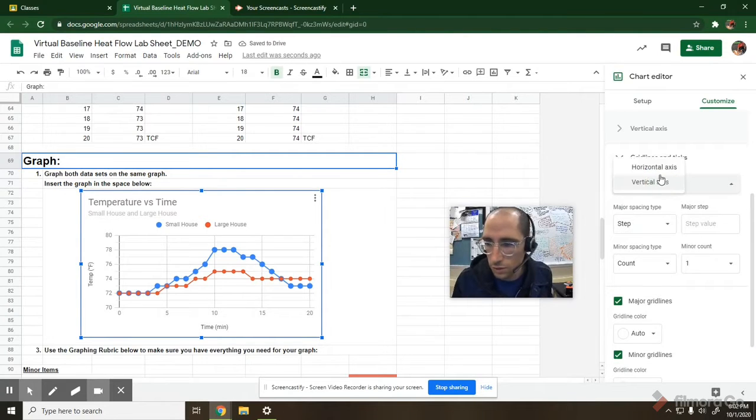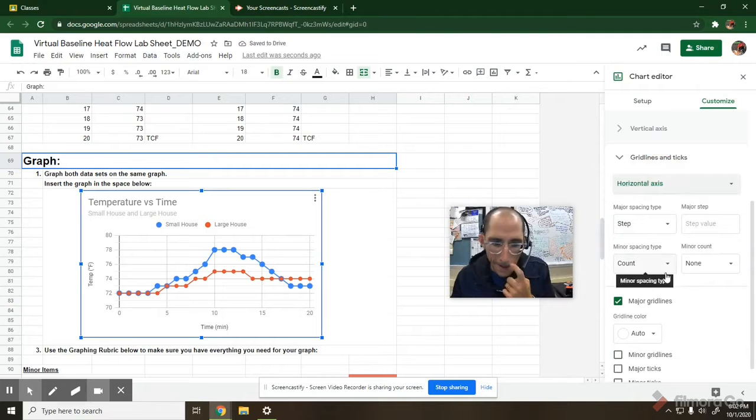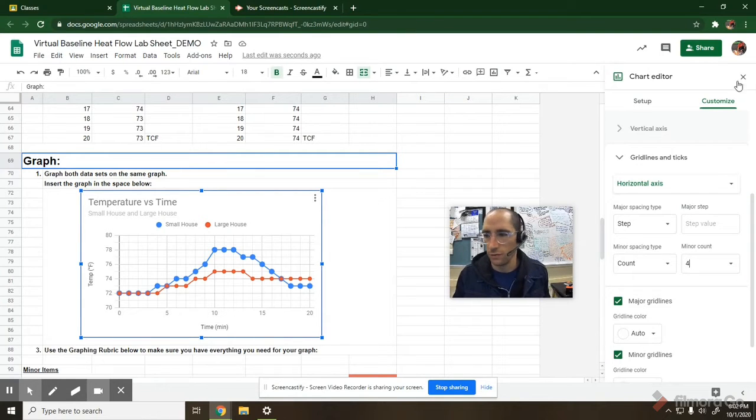And then switch this over to horizontal axis. If your majors are counting in 5, 0, 5, 10, 15, well, then make your minor count 4. So it's like 0, 1, 2, 3, 4, 5, 6, 7, 8, 9, 10. That's it for the graph.